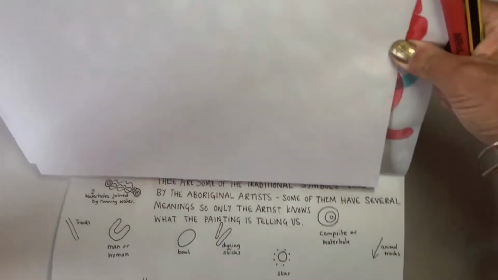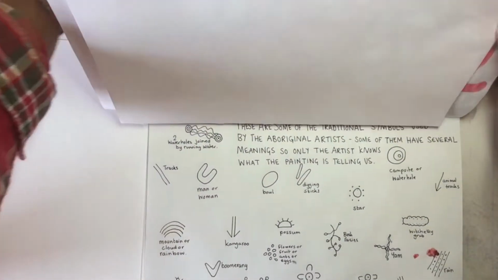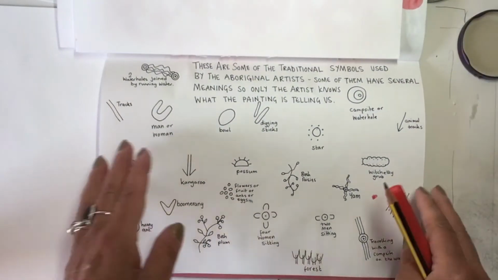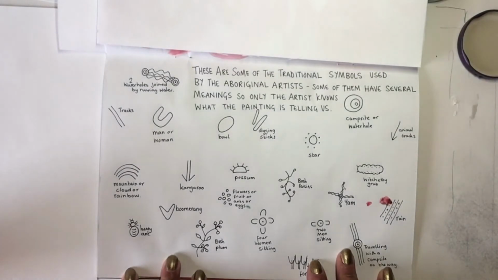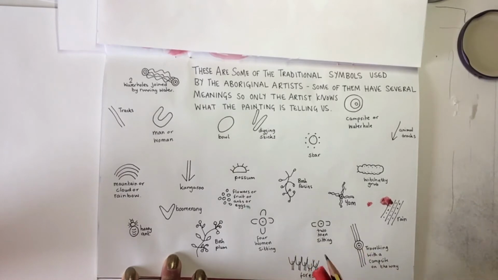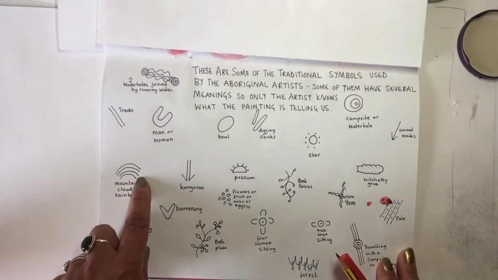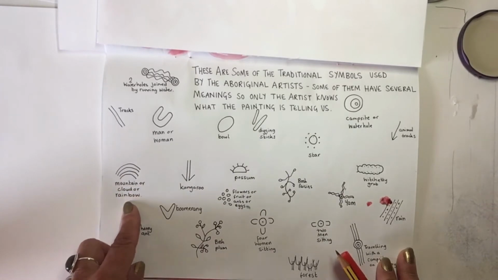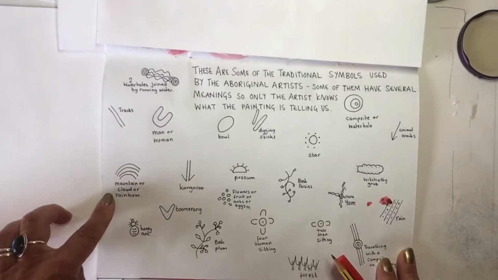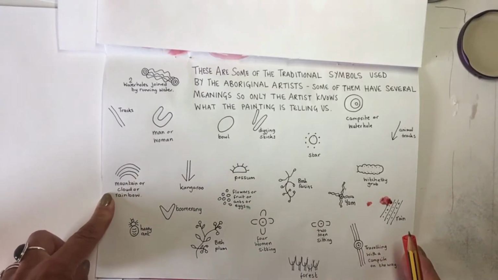So I'm going to this page in my sketchbook. It didn't fit on the table very well. There we go. So these are some of the traditional symbols used by the Aboriginal artists, and some of them have lots of meanings. So it's not always clear what they mean in a painting. So this symbol here, the curved lines, could be a mountain or a cloud or a rainbow, and only the artist will actually know the true meaning of it.